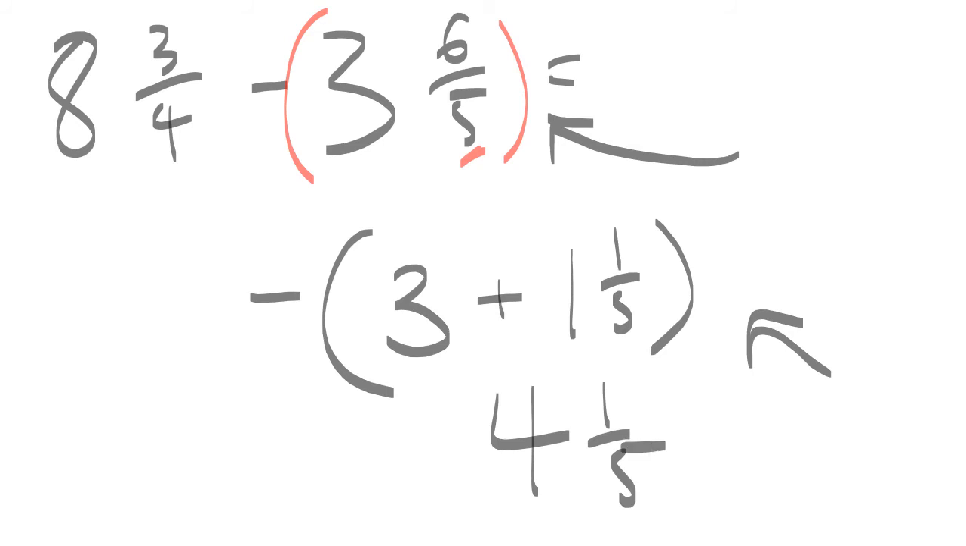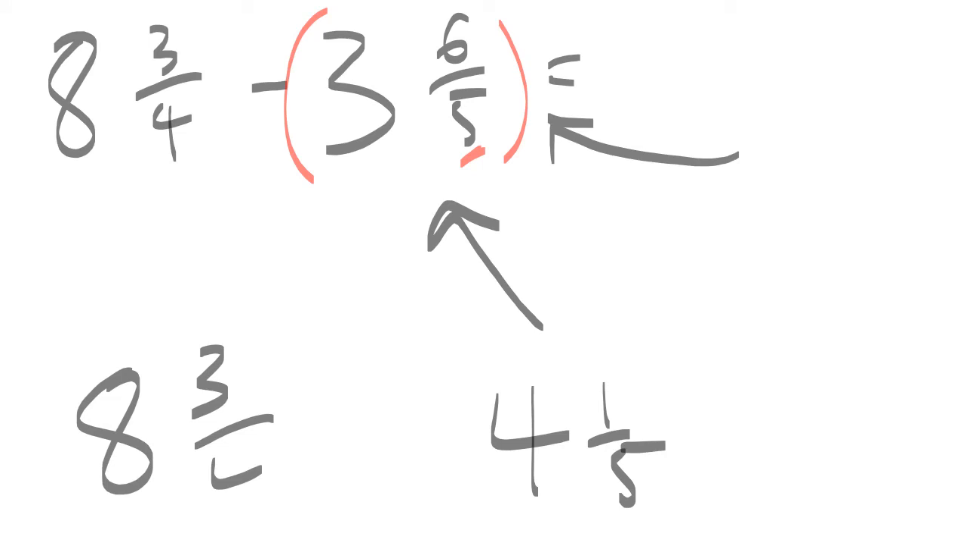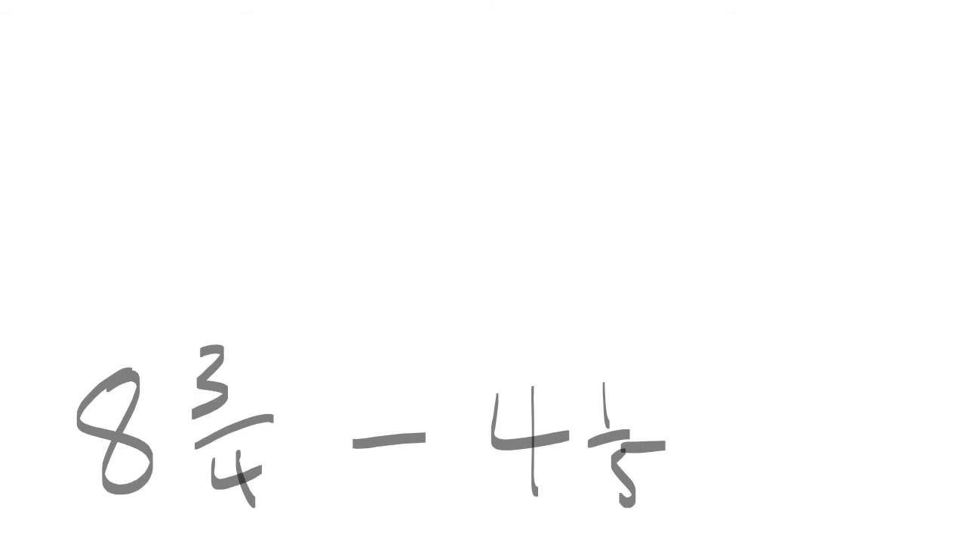So that means the question really is 8 3/4 take away 4 1/5. I hope you followed that. We've converted to mixed numbers, and so we've tidied up our sum a little bit now. But there's a problem. Look, that's 4 and that's 5. So they need to have a common denominator. We can't work any further until we've got common denominators.